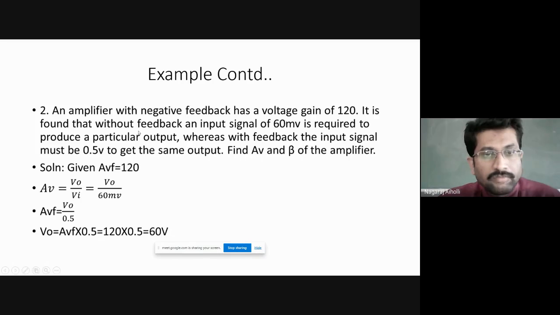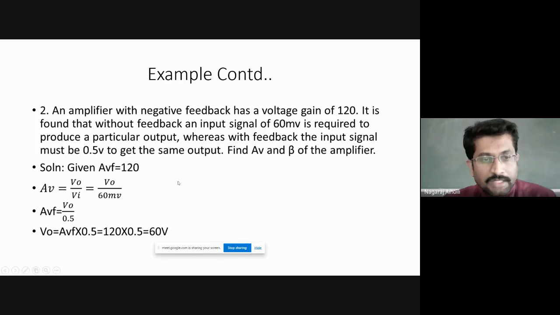It is found that without feedback an input signal of 60 millivolt is required to produce a particular output. So what is the gain without feedback? AV is equal to V naught by VI without feedback. That is V naught divided by 60 millivolt.